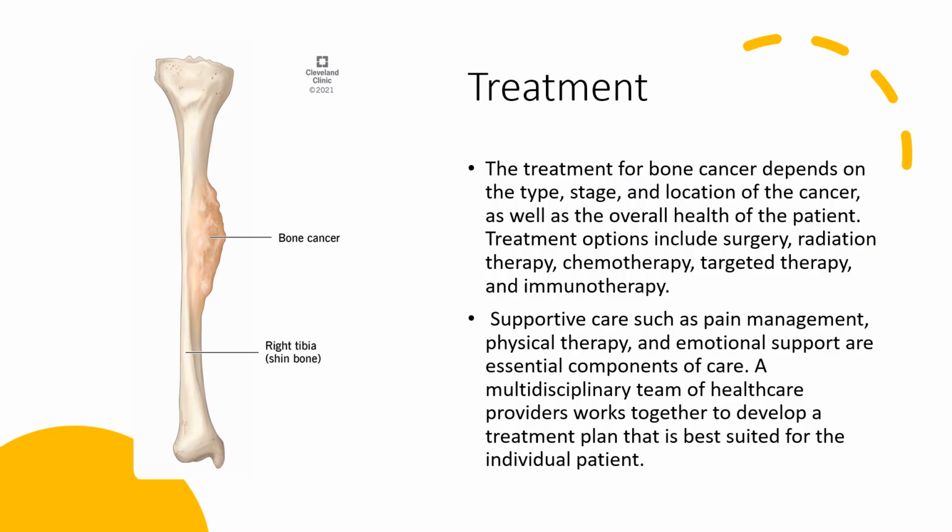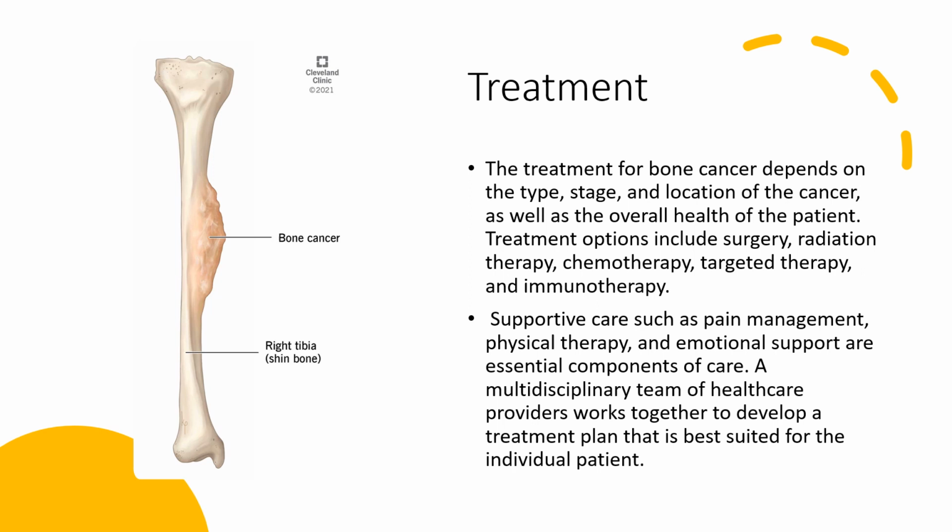We have the treatment. The treatment for bone cancer depends on the type, stage, and location of the cancer, as well as the overall health of the patient. Treatment options include: first is surgery. Surgery is often the main treatment for bone cancer. The goal of surgery is to remove the cancerous tumor as well as a margin of healthy tissue around it.